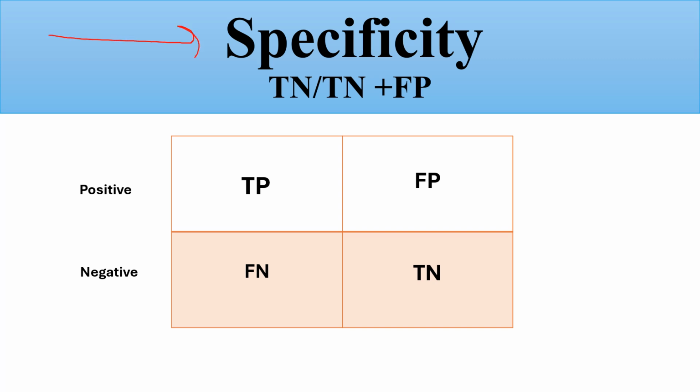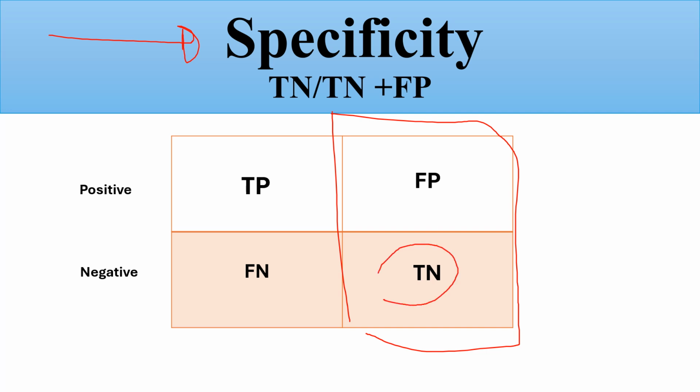So how do you calculate a specificity? You will take this portion of the four square, and this is the true negative because you are calculating a specificity. You will take the true negative and you drop an arrow divided by true negative plus false positive.